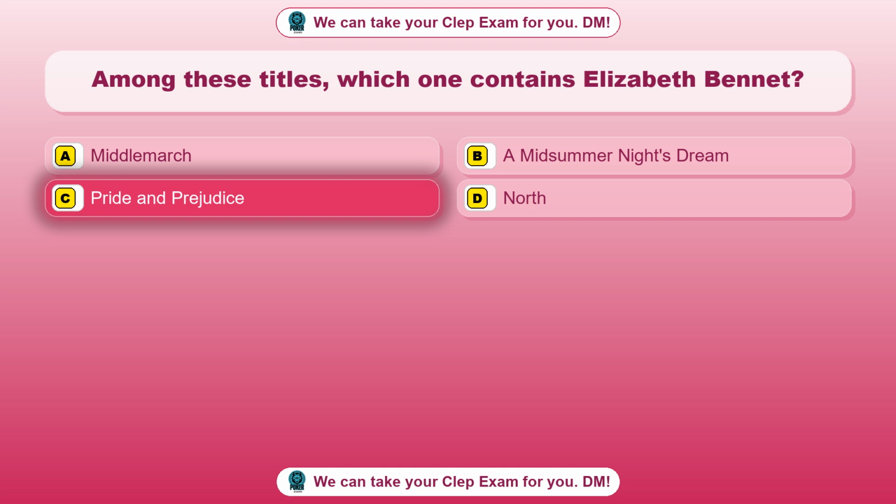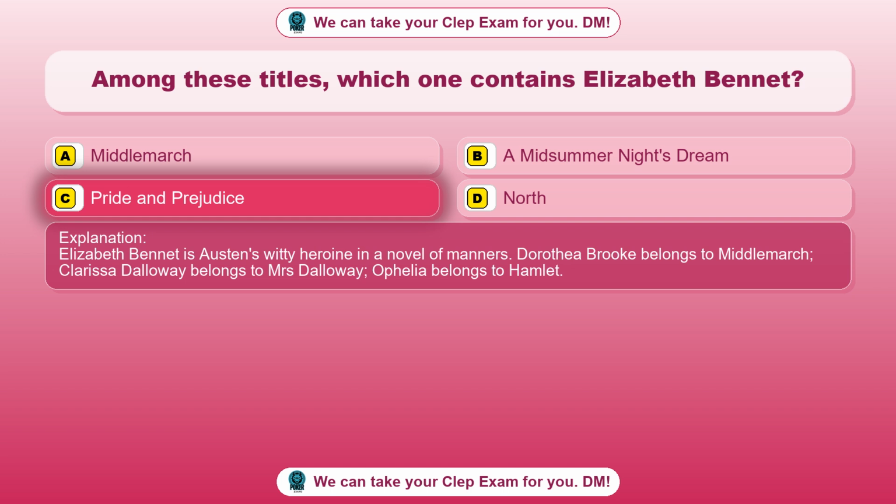Pride and Prejudice. Elizabeth Bennet is Austen's witty heroine in a novel of manners. Dorothea Brooke belongs to Middlemarch, Clarissa Dalloway belongs to Mrs. Dalloway, Ophelia belongs to Hamlet.